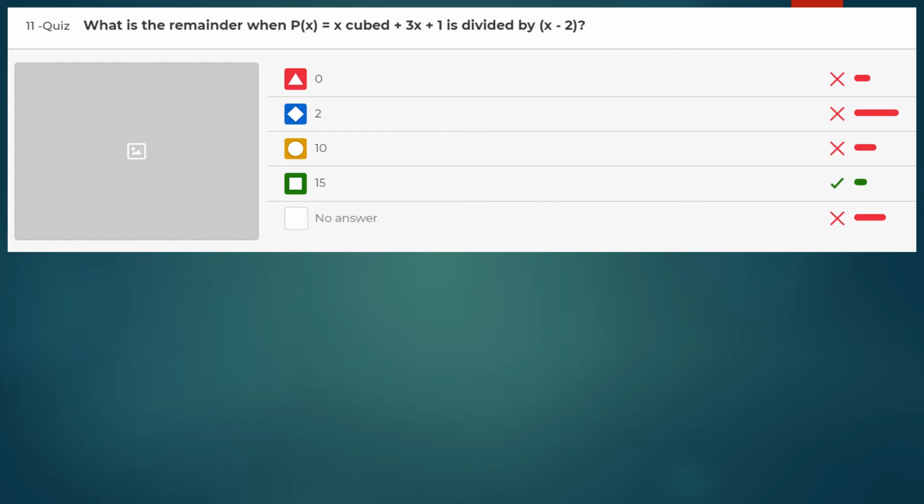Next one. What is the remainder when p of x is equal to x cubed plus 3x plus 1 is divided by x minus 2? Okay? Okay, so we have here the remainder theorem, no? So all we have to do is just substitute the value of this one. This is our divisor, and then we have our dividend, okay?